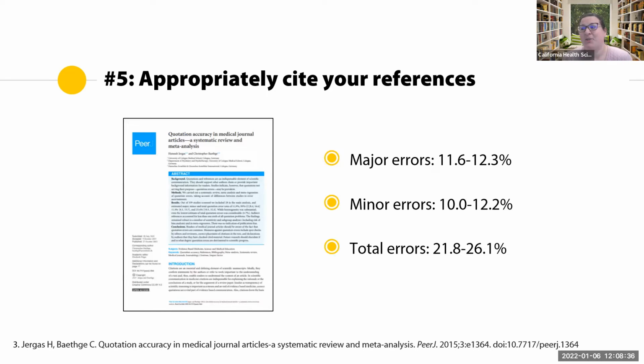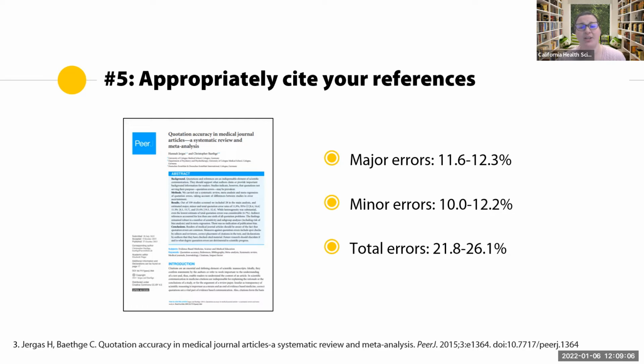The last suggestion, which might seem really kind of obvious, is to appropriately cite your resources. I wanted to share, there was a systematic review and meta-analysis published about quotation accuracy in medical journal articles. And even if their estimates are wrong, it still is a really important issue. But what they found were for errors, which they looked at as the correctness of the content, not just whether you could go and find the source, which doesn't always happen either.